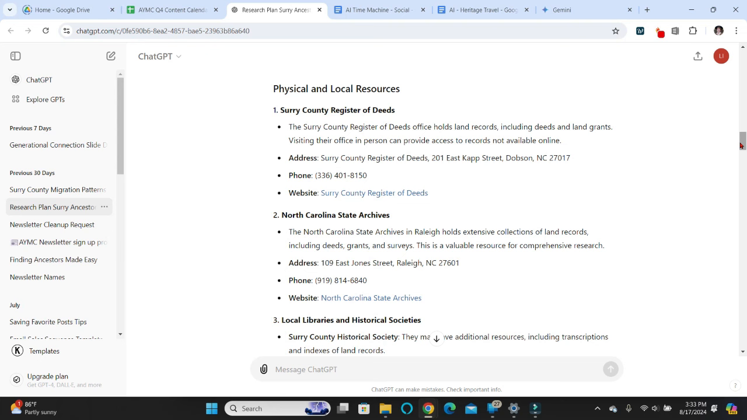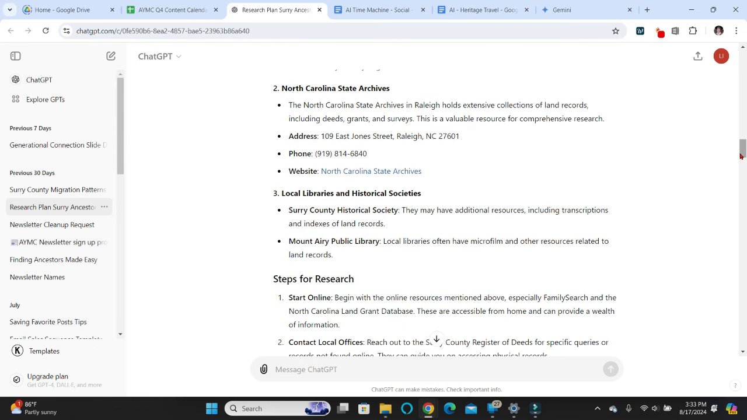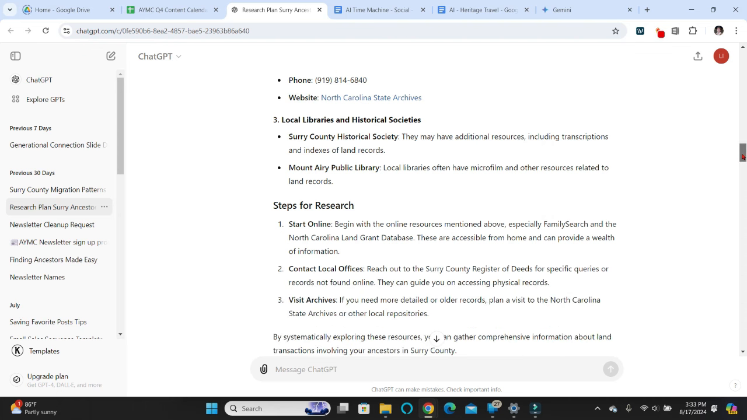It's also telling me that if I need to find the originals and offline records, it's telling me where to look for them. It's giving me the address. It tells me that the Surrey County Register of Deeds has these. It has things that are not online. Here's your address, here's your phone number, and here is your website. How helpful is that? North Carolina State Archives, another place to find them. Again, telling me what they might have, their address, the phone number, and the website. So it's giving me options that I might not have thought to look for as well. So this is a great way to perhaps find out where records might be.